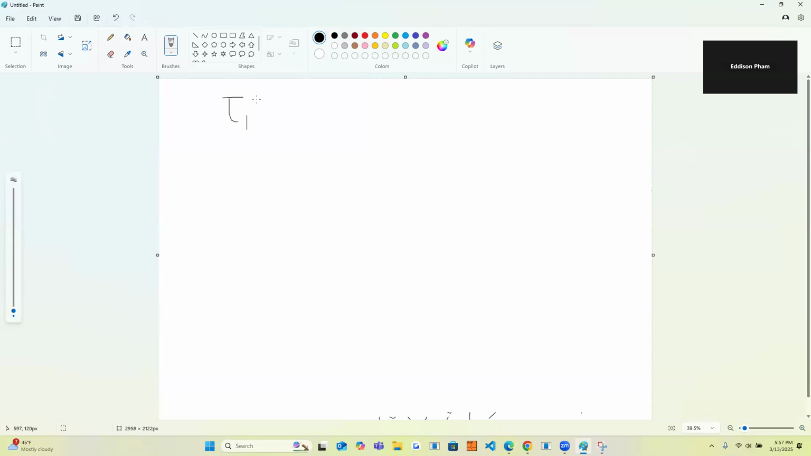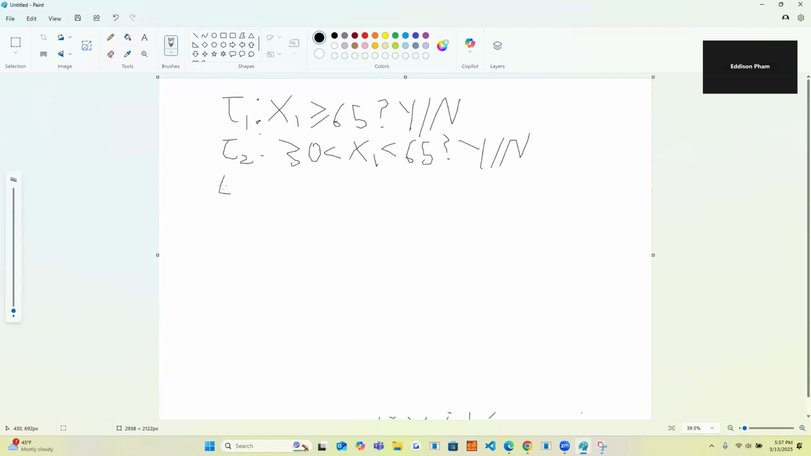So the first split, tau 1, is we're checking if x1 is greater or equal to 65? Yes or no. Tau 2, if x1 is strictly in between 30 and 65? Yes or no. Tau 3, is it between 18 and 30 inclusive? Yes or no.